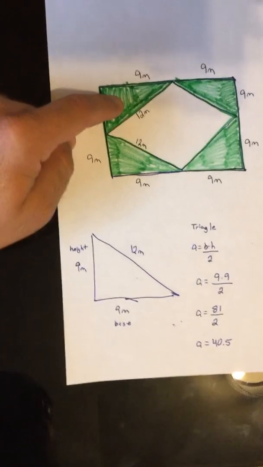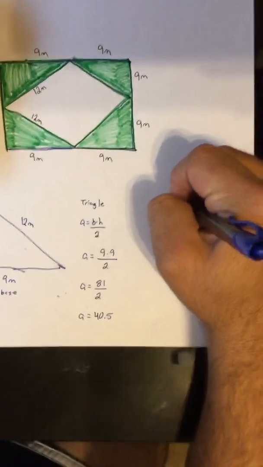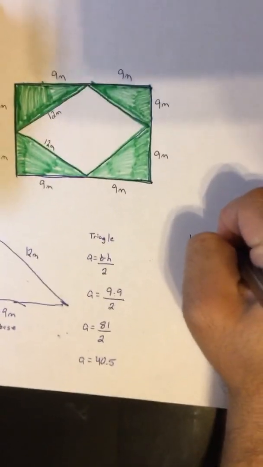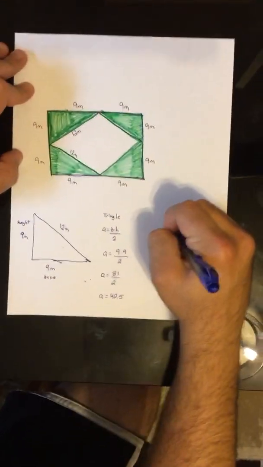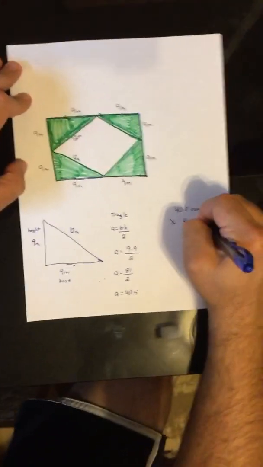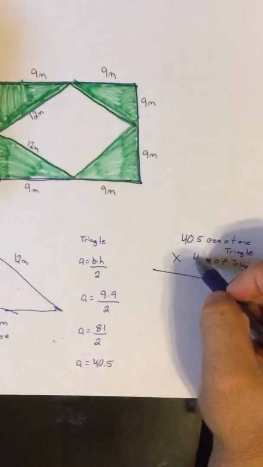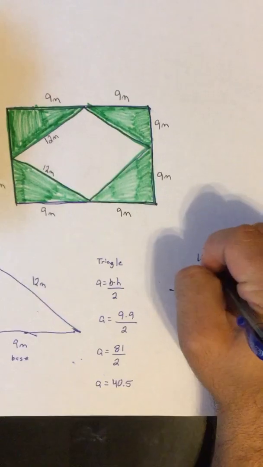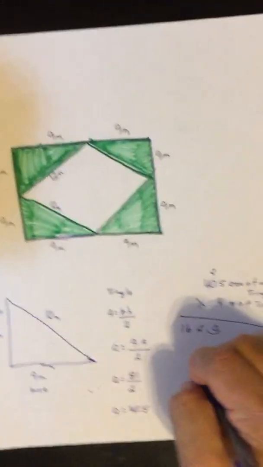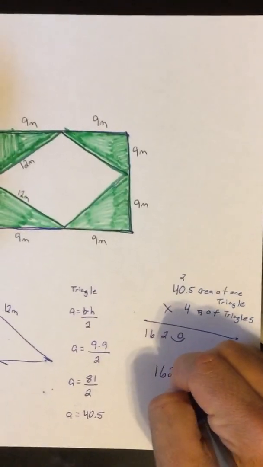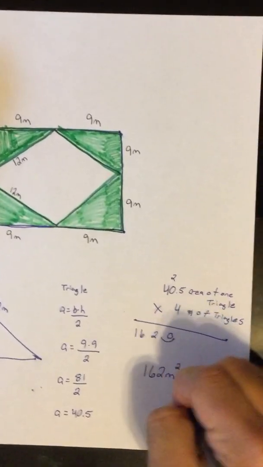That's the area for one triangle, but how many triangles do I have? 4. So the area of one triangle times 4, the number of triangles. 4 times 5 is 20. 4 times 0 is 0, plus 2 is 2. 4 times 4 is 16. Move the decimal back one time. Your total area of the shaded region should be 162 meters squared. And again, that's the shaded area.